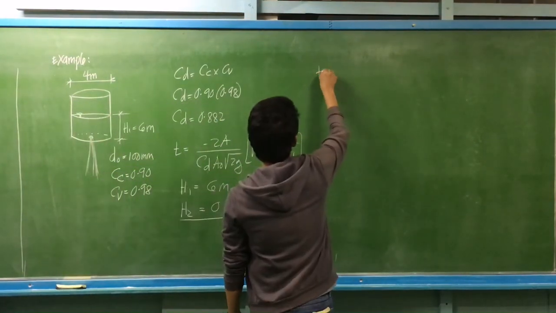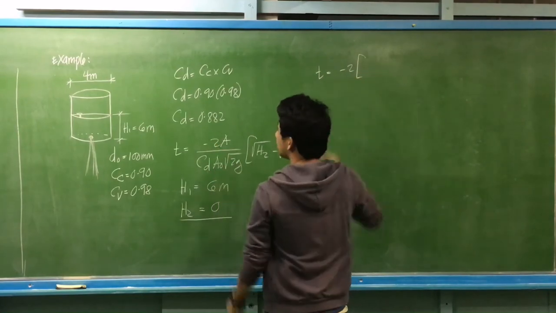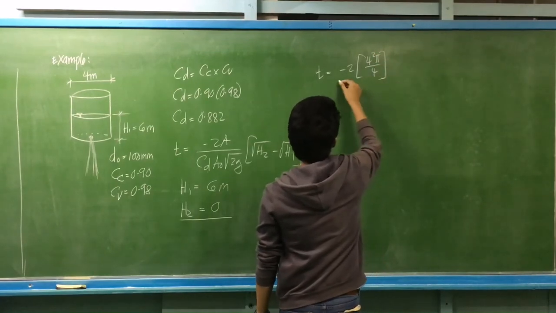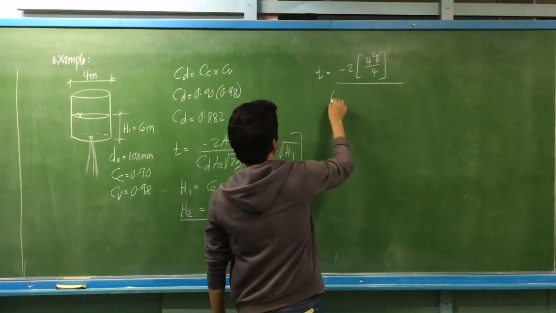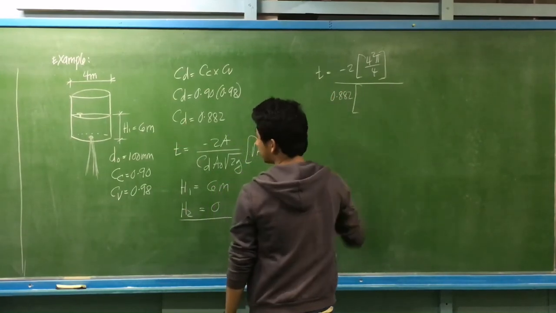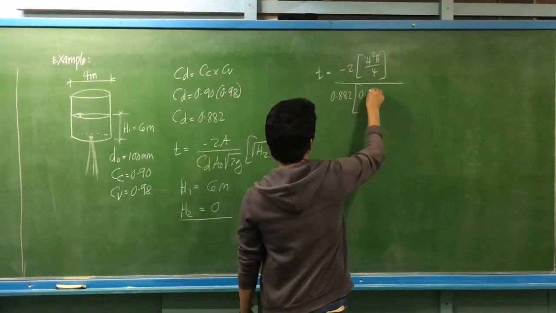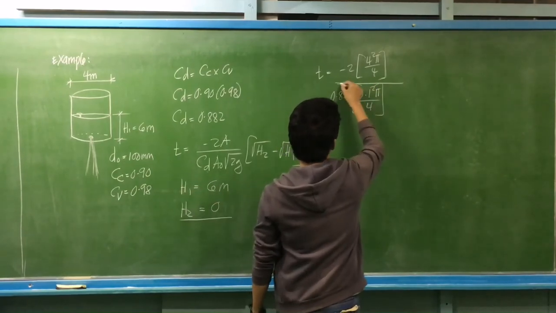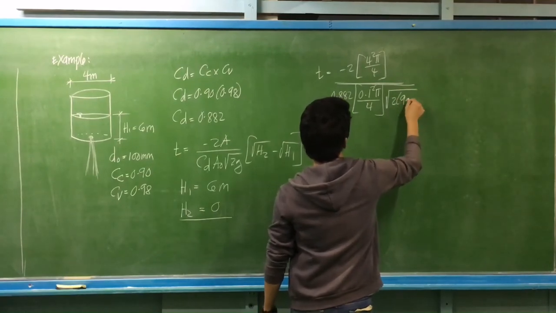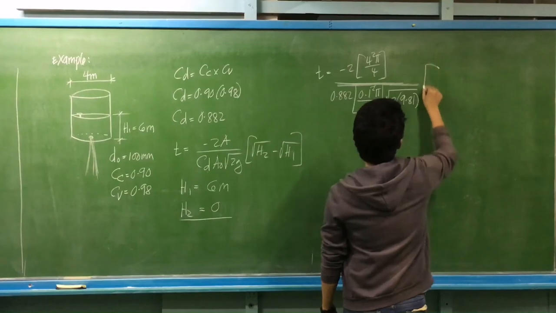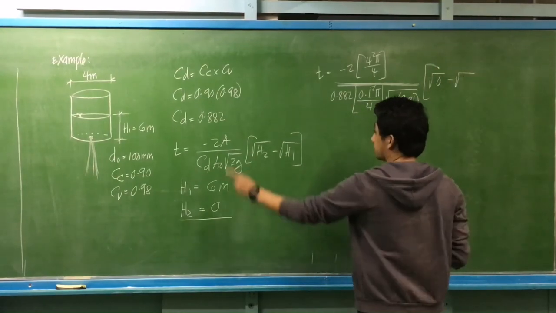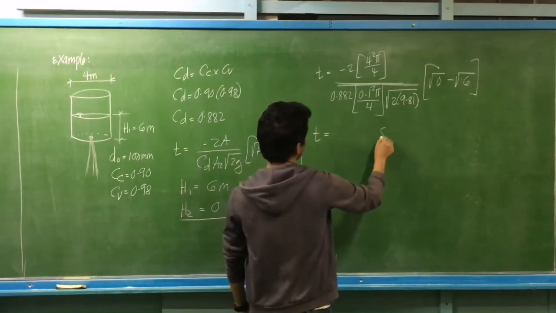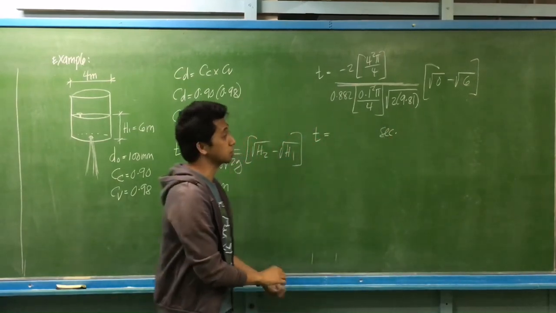So, by substitution, we have time equal to negative 2 times the area of the tank. 4 meters in diameter, that is 4 squared pi divided by 4. This is divided by the coefficient of discharge, 0.882, times the area of the orifice, 100 mm, that is 0.1 meter, or 10 centimeters, squared pi over 4, and this is multiplied by the square root of twice 9.81, and the square root of 0 minus the square root of the initial head, 6 meters. We are computing for time in seconds, so g is 9.81 meters per second squared.